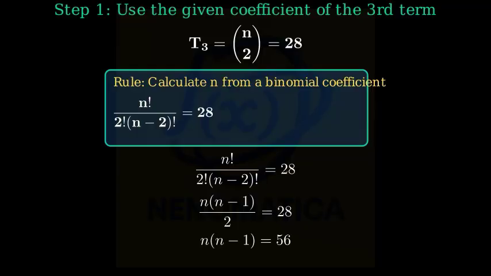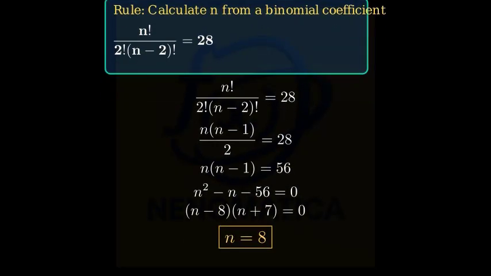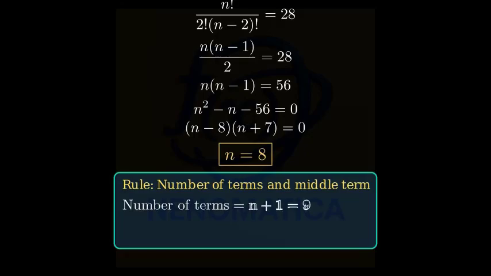Now solve for n. Expand to n squared minus n minus 56 equals 0. Factor to get n minus 8 times n plus 7 equals 0. Since n is a non-negative integer in a binomial expansion, we take n equals 8. With n equal 8, the number of terms is n plus 1, which is 9.